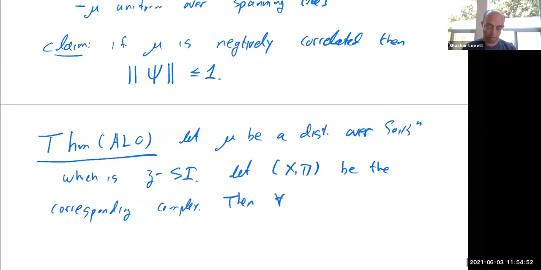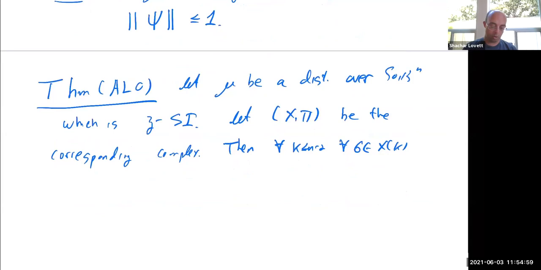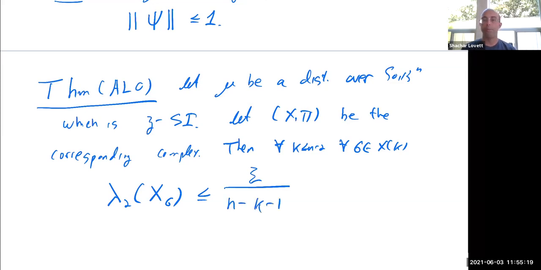Then for every k at most n minus 2 and every sigma in X_k, we get the following bound: lambda 2 of X sigma, so this is the standard bound on lambda 2 of the normalized adjacency matrix for this link, which is what we analyzed so far, is smaller than c over n minus k minus 1. By the way, in the notes up to an hour ago, there was a typo. If you printed that an hour ago, it said j, but there's no j in this statement, just k.